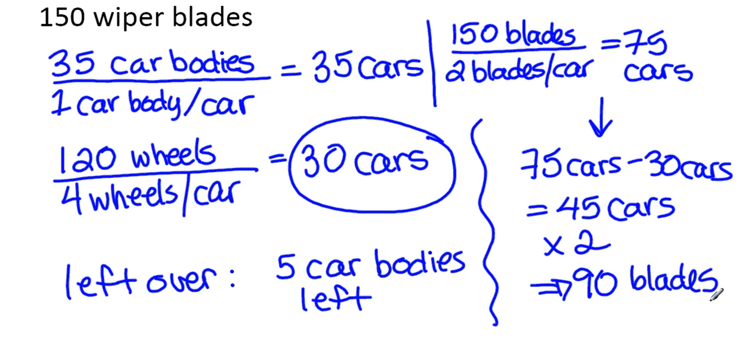So even though this isn't exactly chemistry, what we're doing here, we're dealing with car parts and blades. The idea here with identifying a limiting item or an excess item is the same thing we'll do with chemical reactions.